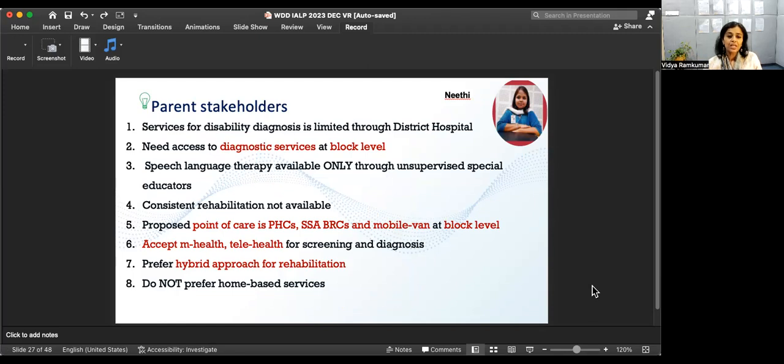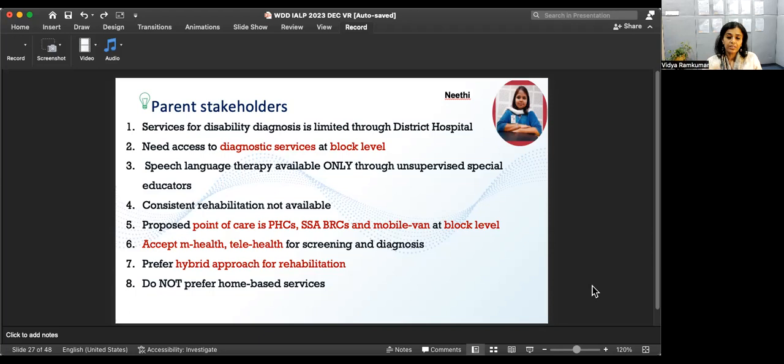When we asked them, they said they were not getting consistent rehabilitation, which verified our previous review of literature. They suggested points of care to be primary health centers. They said club health and disability together. We don't want them to be separate entities.